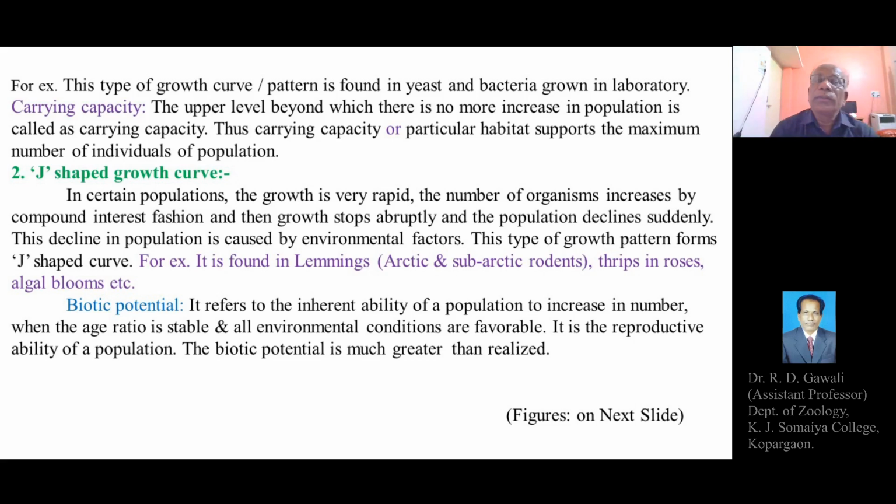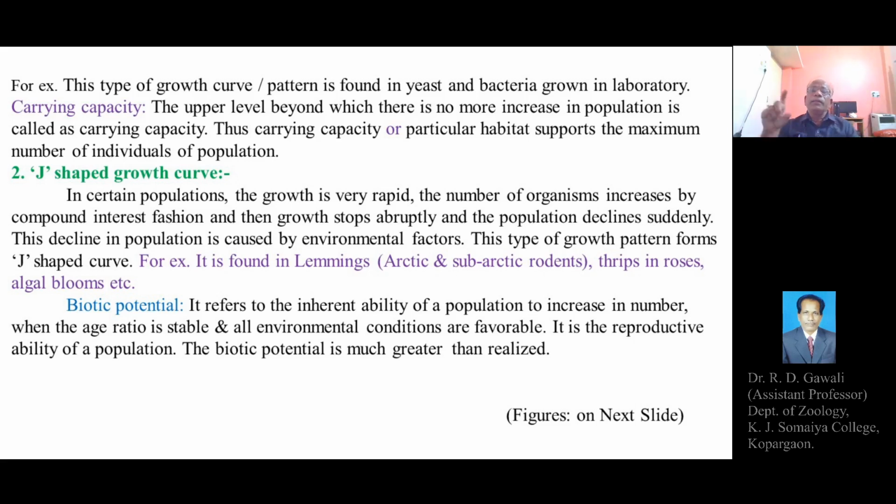Then the second type of growth curve is the J-shaped growth curve. In certain populations, the growth is very rapid. The number of organisms increases in a compound interest fashion, and then growth stops abruptly and the population declines suddenly. This decline in a population is caused by environmental factors. This type of growth pattern forms a J-shaped curve.